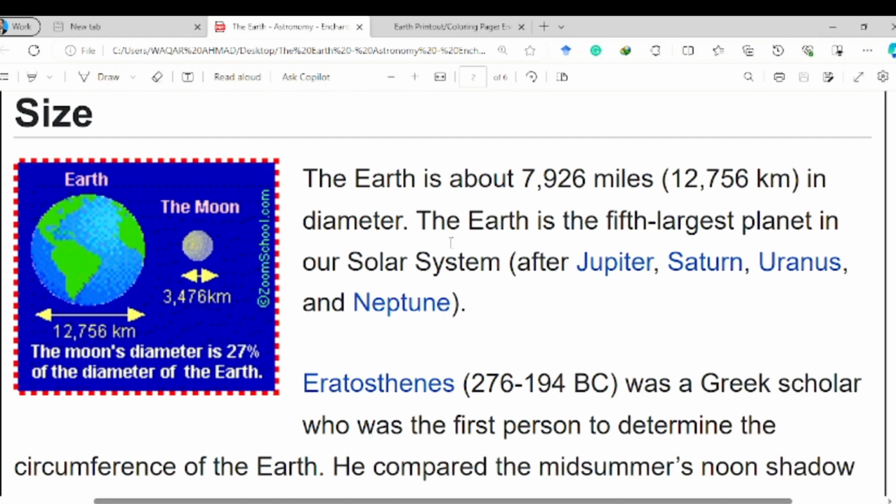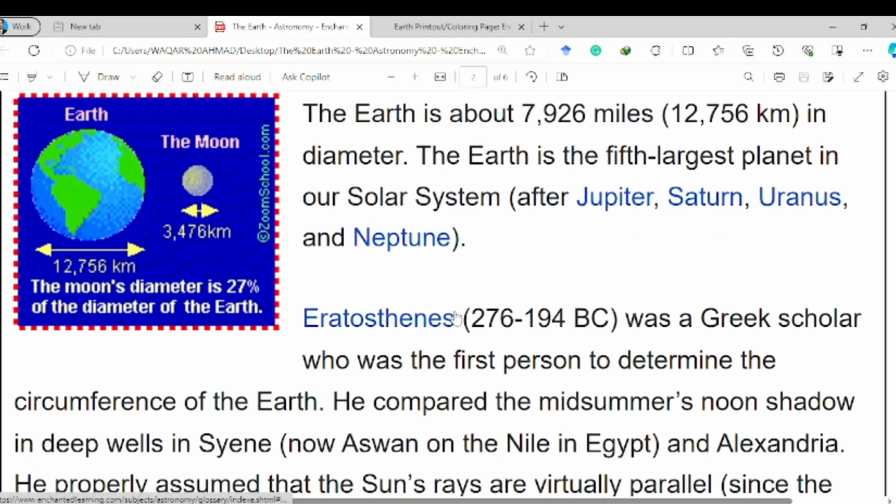The Earth is the fifth largest planet in our solar system, after Jupiter, Saturn, Uranus and Neptune. These are the largest planets in the solar system.